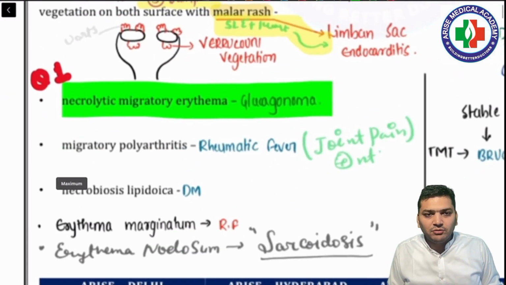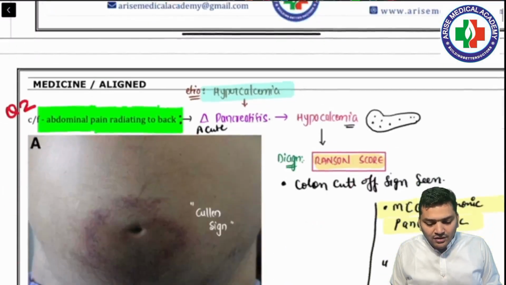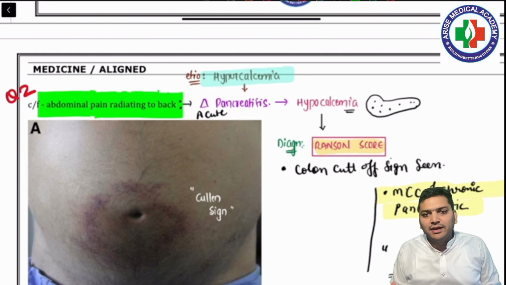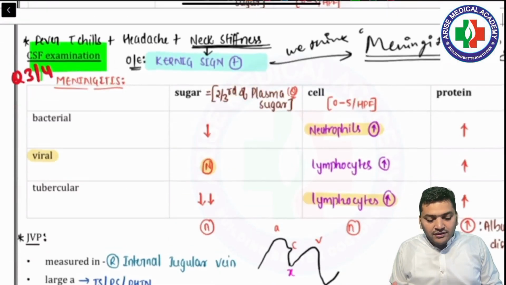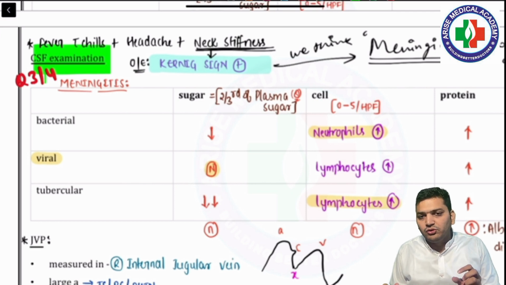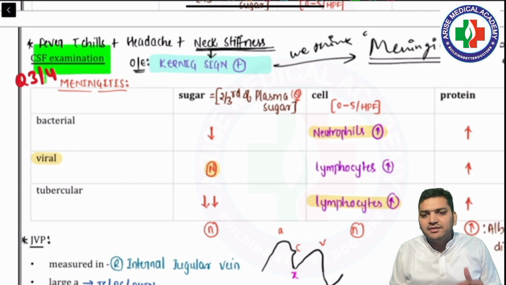So the first one, from the notes, was the necrotic migratory erythema that is seen in glucagonoma. Then there was a question from surgery: abdominal pain radiating towards the back, the band-like pain that is seen in pancreatitis. Then there were two questions that came from the CSF examination, right? In one of them, there is a child with mononuclear cells, lymphocytes, and that was of tubercular origin. The second one, the students were unable to recall. As I get more inputs, I will reframe the question and get back to that.